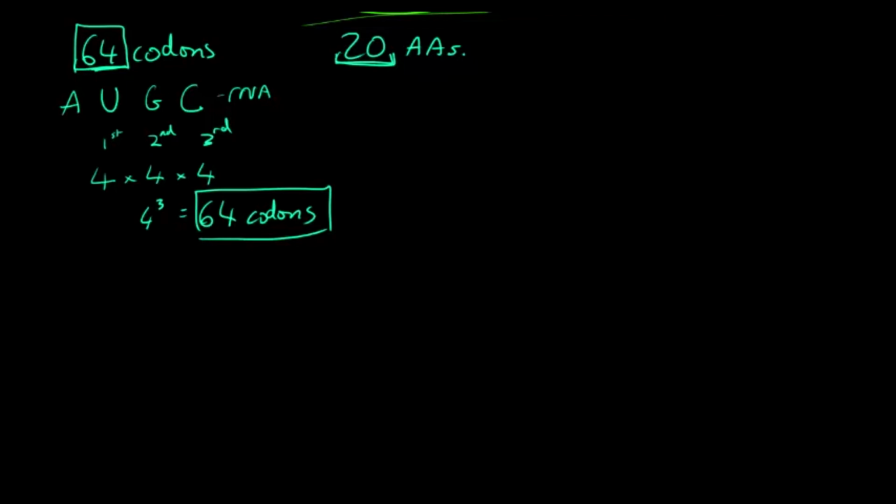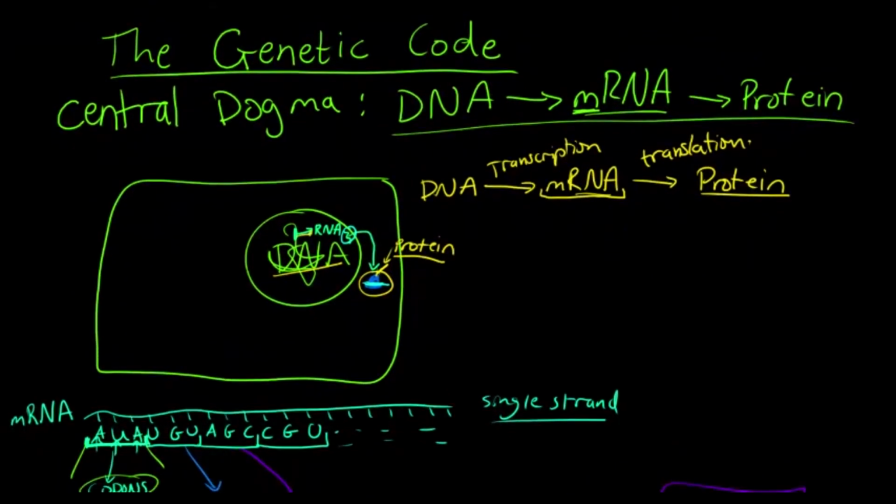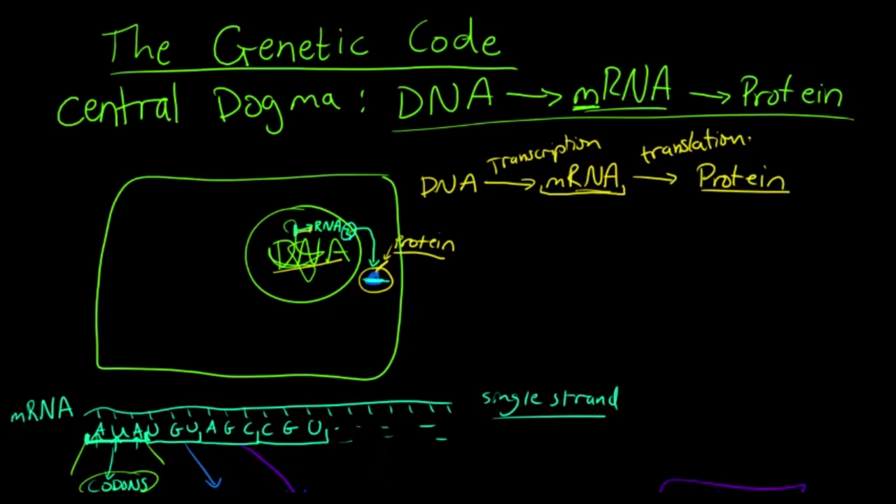And that's it. So let's quickly review. The central dogma of DNA is that DNA can be transcribed into mRNA, and then translated into proteins. This happens within the cell. Transcription happens in the nucleus. Translation happens in the cytoplasm.